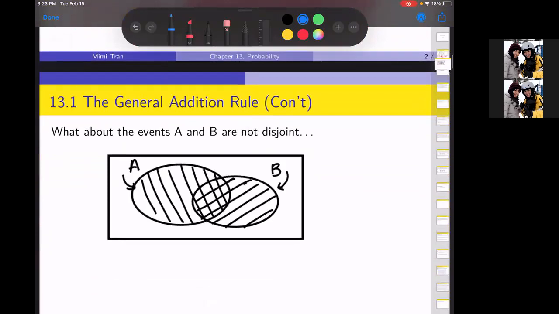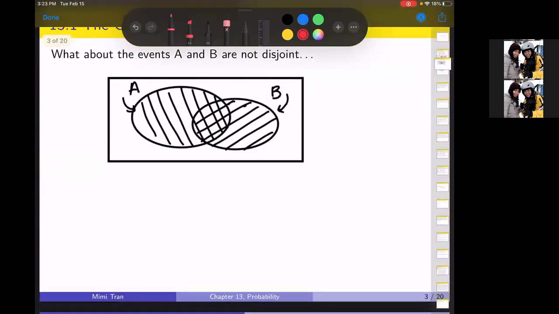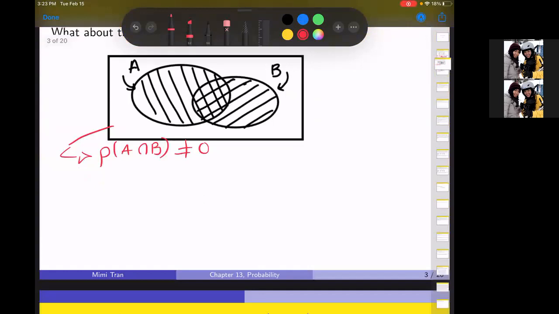What about if they're not disjoint? Now let's think about P of A and B. It's no longer 0, right? I don't know what it is, but it's no longer 0. So if they're not disjoint, this implies P of A and B is no longer 0, it's something else. It could be independent, it could be dependent, but definitely not complementary, because there's more than two sets here.